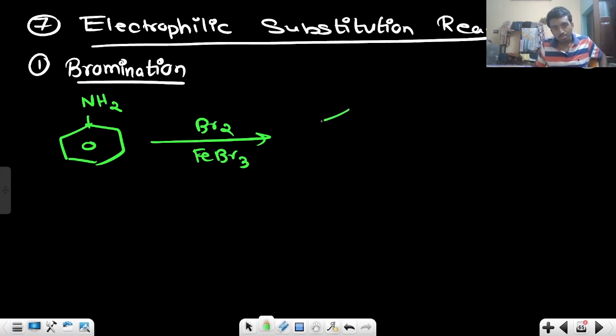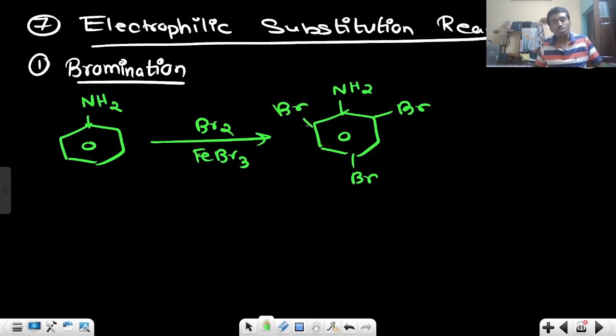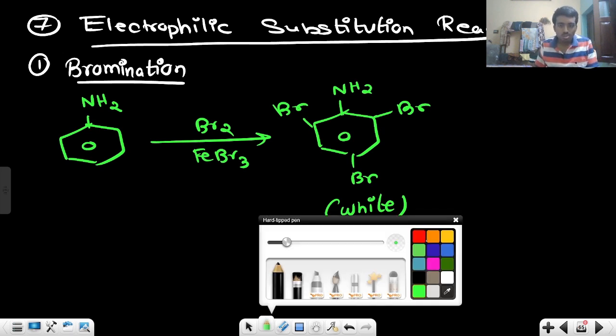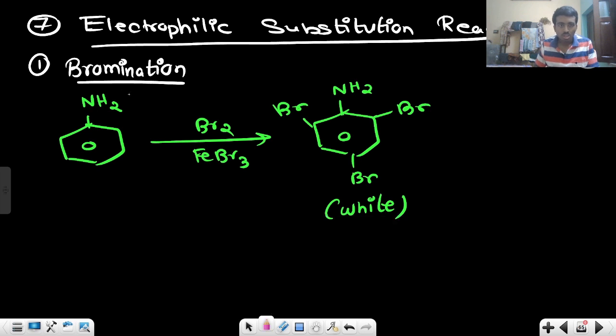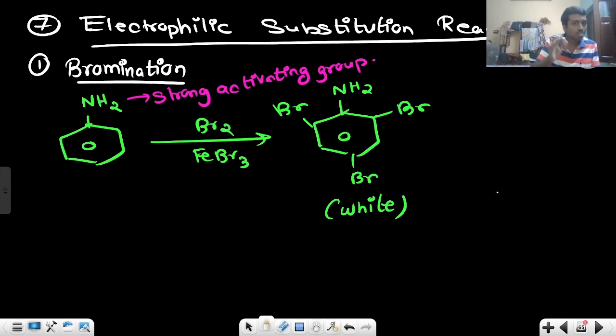What we will get is NH2 with Br, Br, Br, which is white in color. You can see that all the positions have been substituted by bromine. This is what happens when you give bromine with FeBr3. Why? Because NH2 is a strong activating group, an ortho-para directing activating group, that is why all the ortho and para positions are substituted. But this is not what I want. I want the monobromoaniline. So how will I form it?